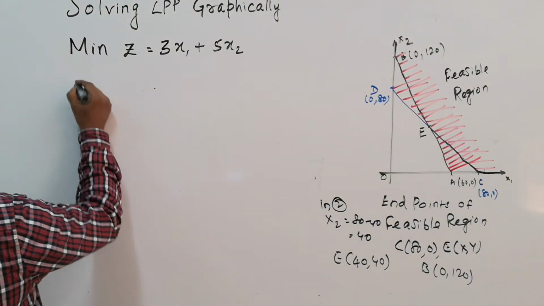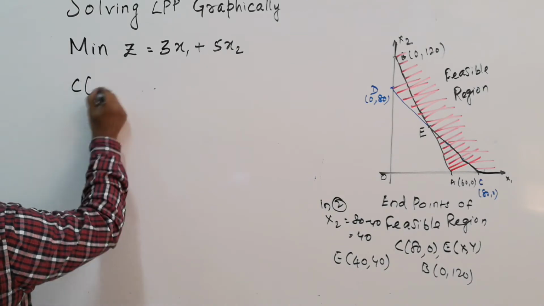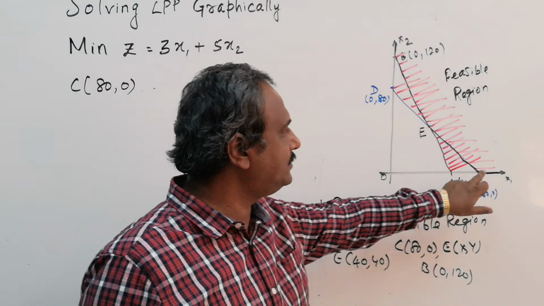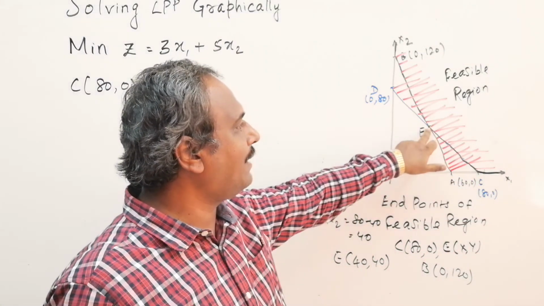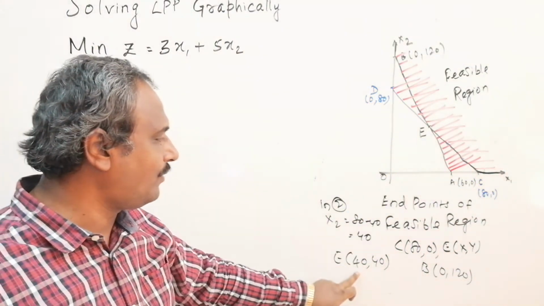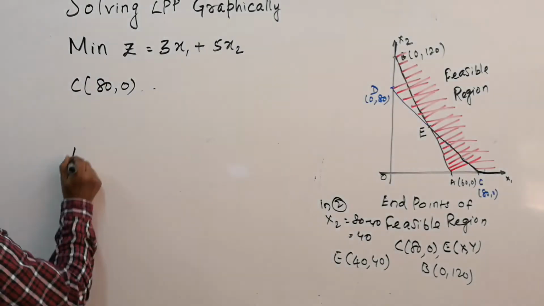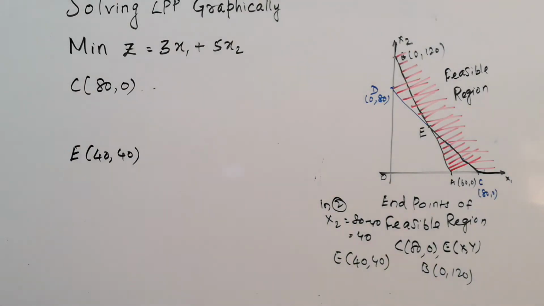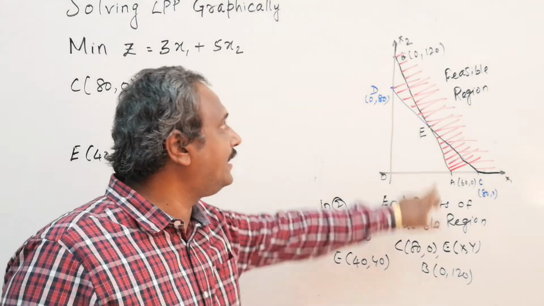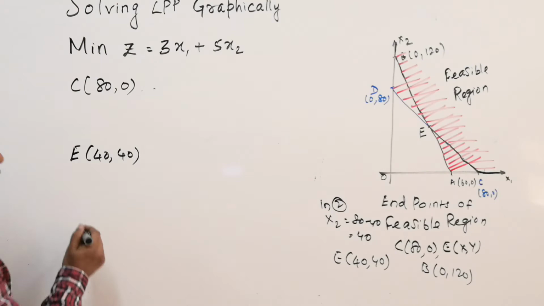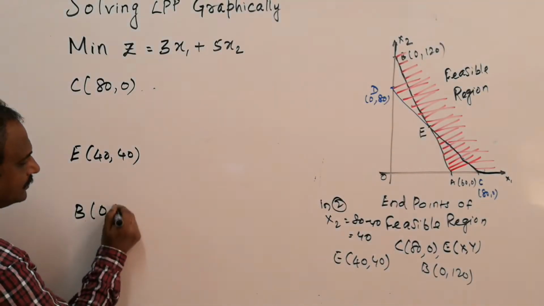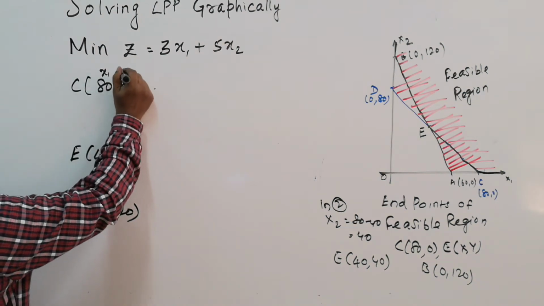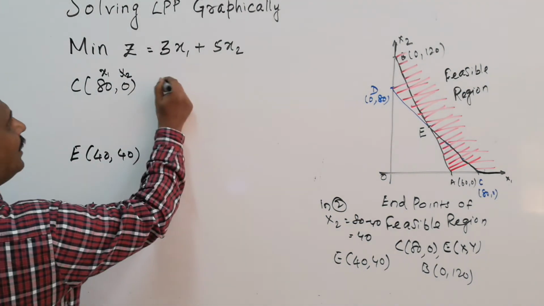So here, first I am going to take the first point, C (80, 0). When I move here, I have the second point E, which we found as (40, 40). And when we move up, we have the next point B (0, 120). I am going to substitute the values of x1 and x2 to find the value of z.